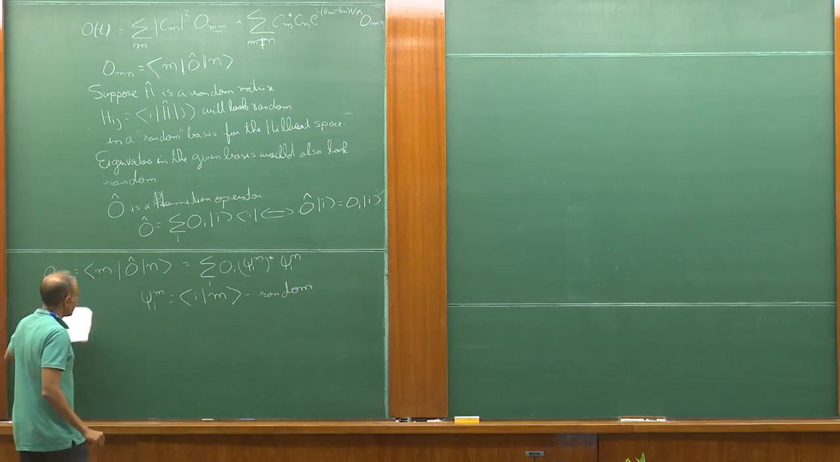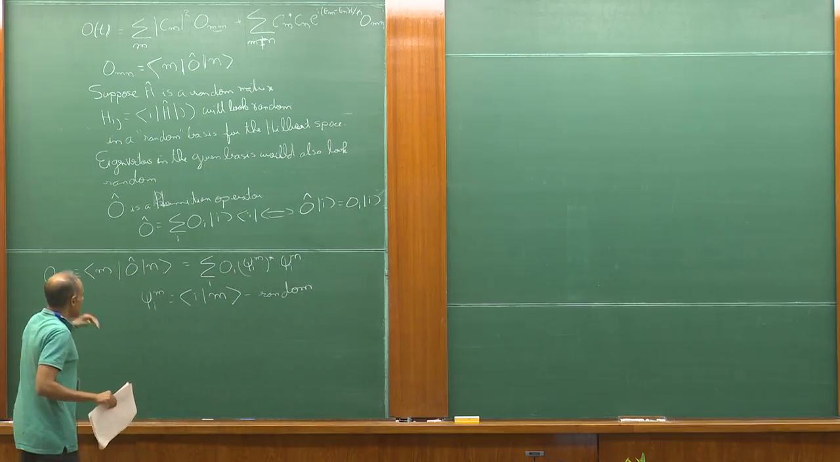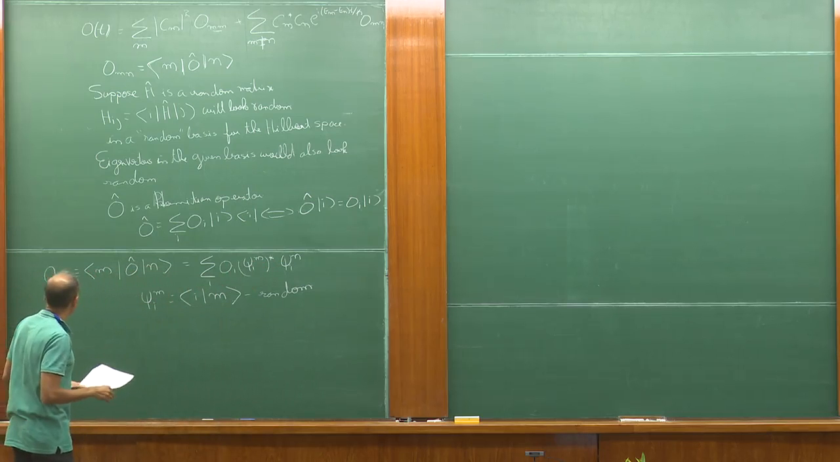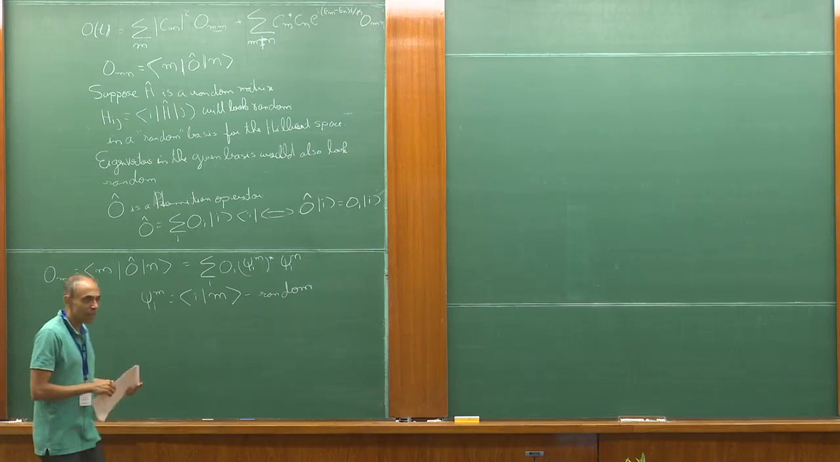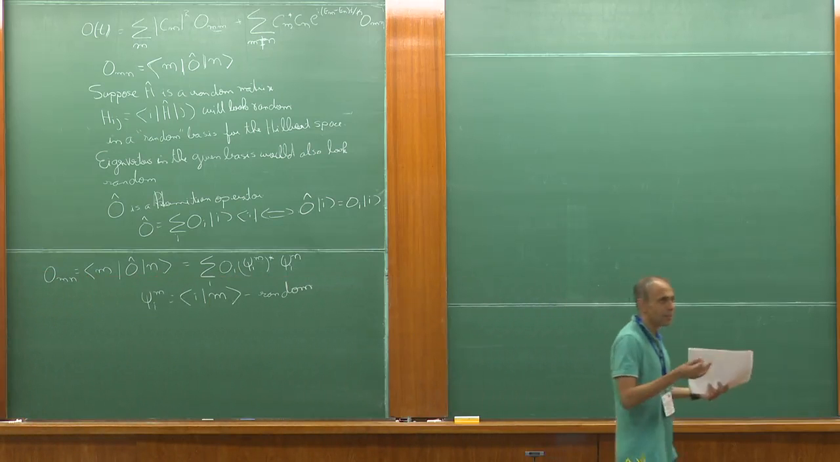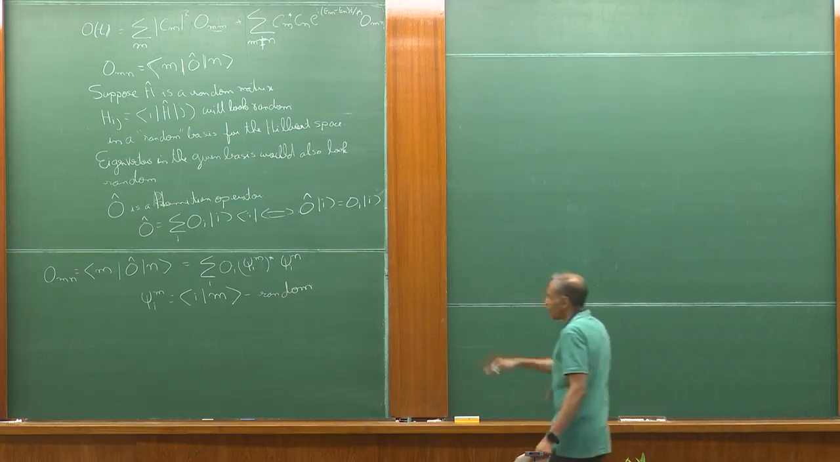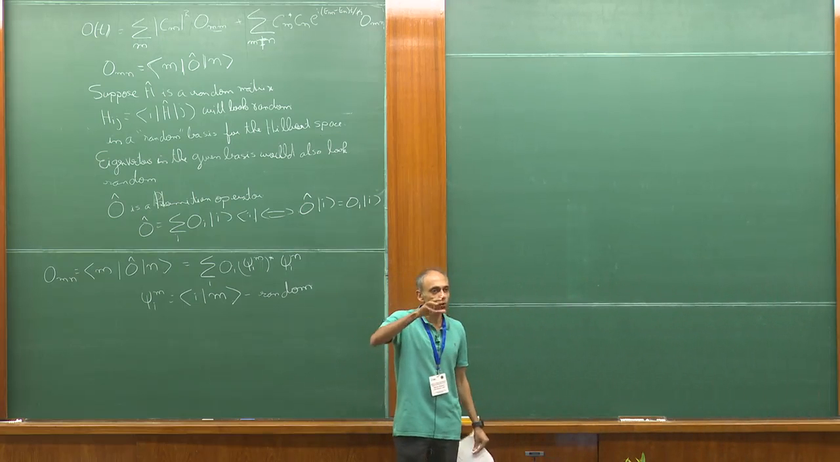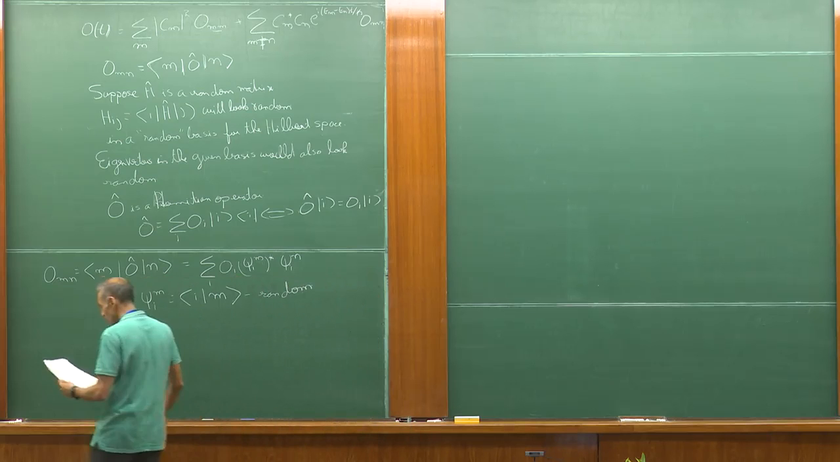So that's O_MN, and O_MN is given by this. O_MN has two indices, M and N, and so you can talk about the distribution of these matrix elements over the allowed values of M and N. So you calculate O_MN for every pair of energy eigenstates, and then you look at that distribution, and that distribution is going to be important for us.